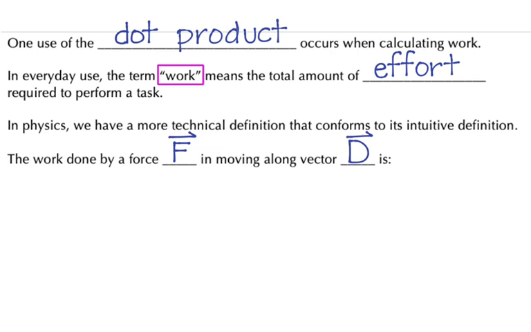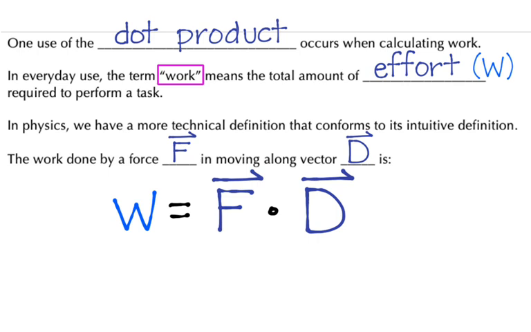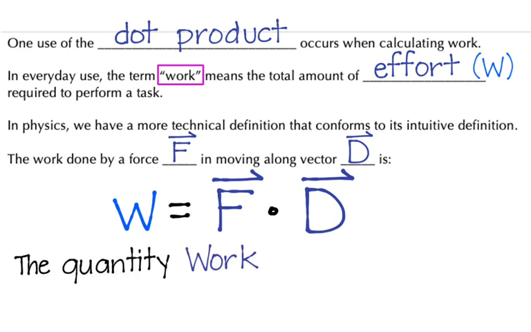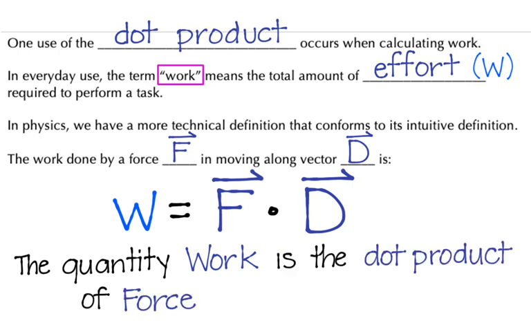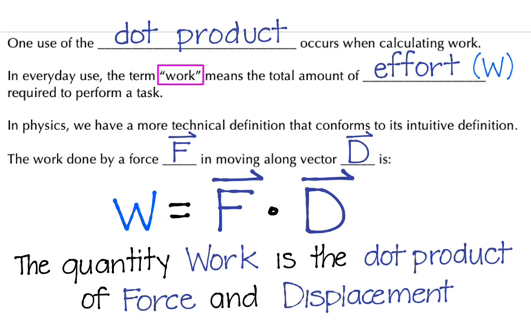This is like the cotton ball that got blown. It would be the displacement vector of where the vector started to where the vector ended. And that's going to be work when we do the dot product of these two vectors. So work is the dot product of force and displacement. I want you to write down this sentence in your notes: the quantity work is the dot product of force and displacement. And force is a vector, displacement is a vector.